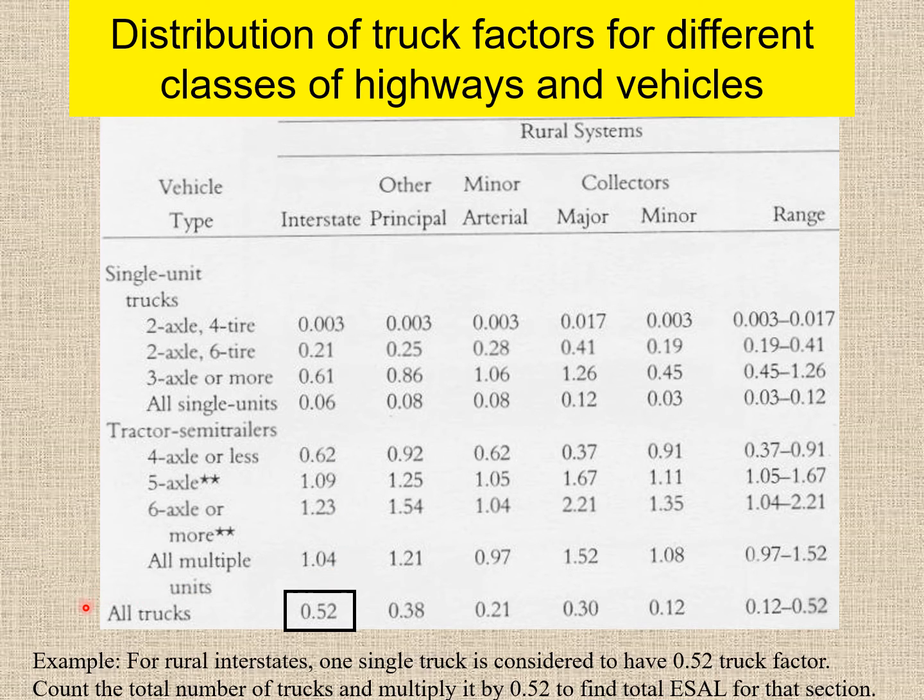And there is one thing, all trucks. That means when you are not considering the different classes or categories of the vehicle, in that particular case, AASHTO is recommending 0.52, which can be used as the overall truck factor for all vehicles. So for rural interstates, one single truck is considered to have 0.52 truck factor. Count the total number of trucks and multiply it by 0.52 to find out the equivalent single axle load for that section.